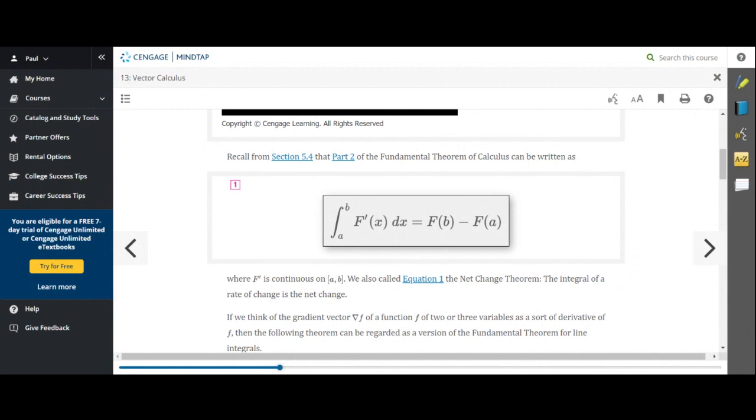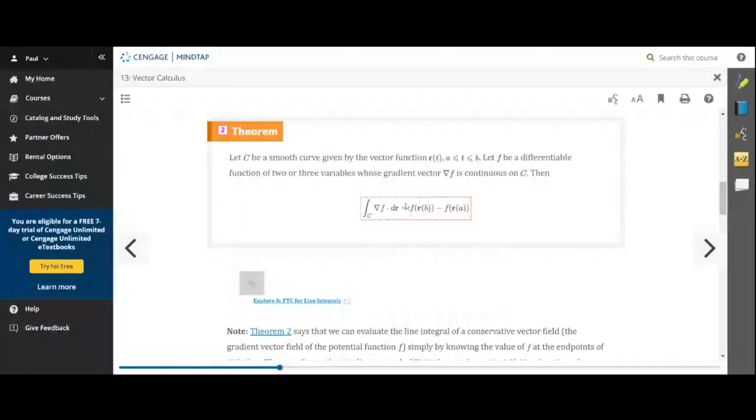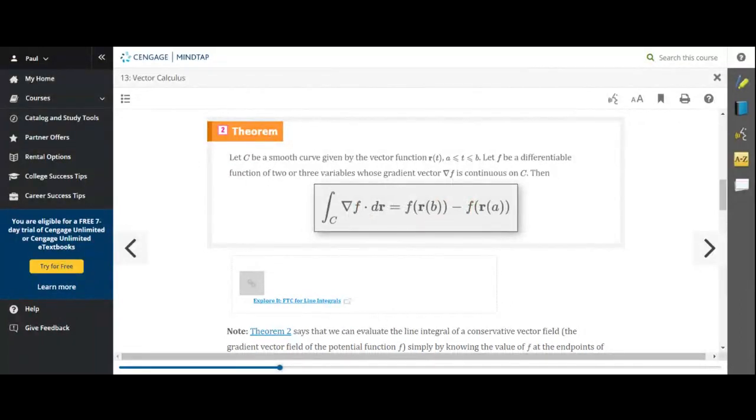Now, you just learned about line integrals in section 13.2. It turns out in section 13.3 that we have a fundamental theorem of line integrals, and that's this theorem right here. The theorem says, suppose you have a smooth curve C traced out by a vector function r of t. Let f be a differentiable function of 2 or 3 variables whose gradient vector is continuous on curve C.